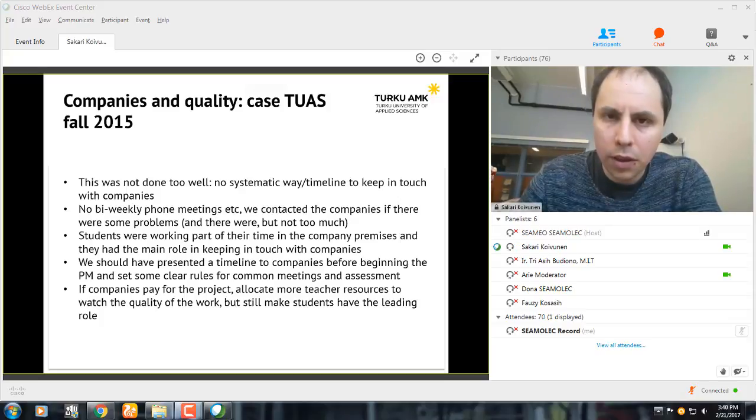And one more important thing, in case the companies are paying for the project, then we need to pay extra attention to quality, because the companies will not tolerate bad quality delivery if they are paying for the project and giving their time to guide the project.